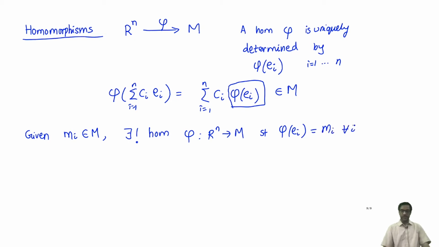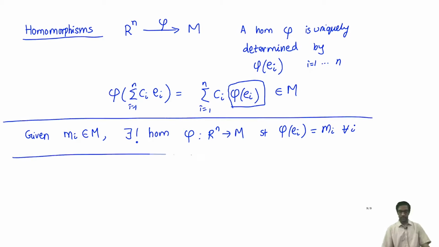Okay, so this is really the key statement. This is the statement I am trying to make. Okay, and the proof is more or less obvious. So this is how you define homomorphisms from Rn, and so it's interesting to study homomorphisms from Rn to another free module Rm.